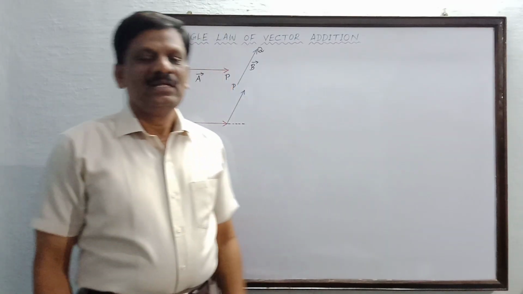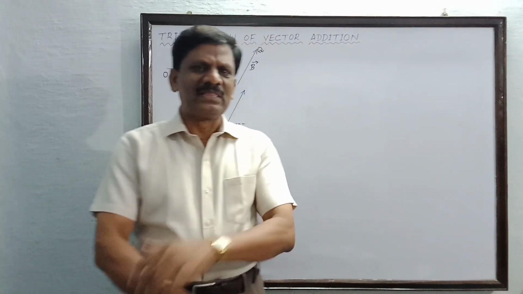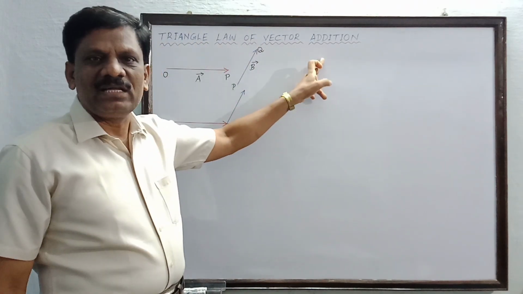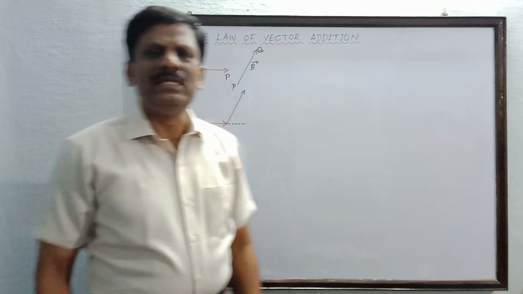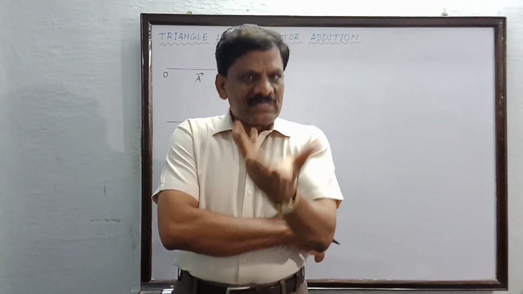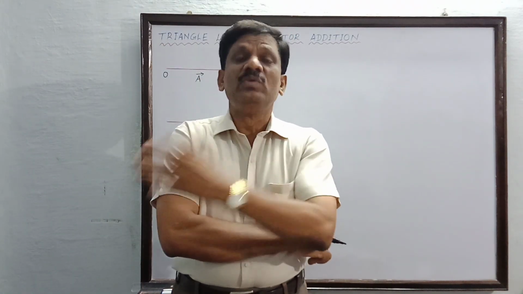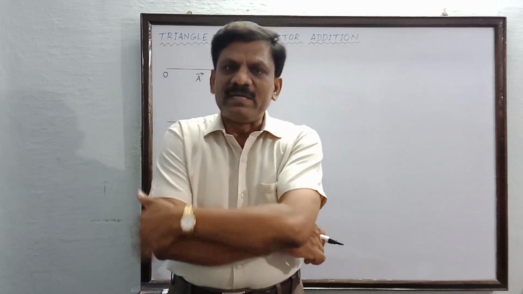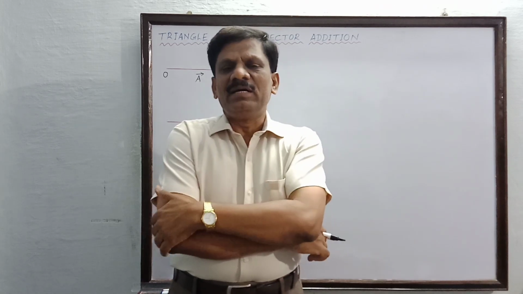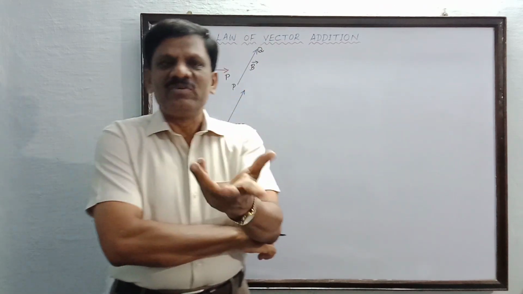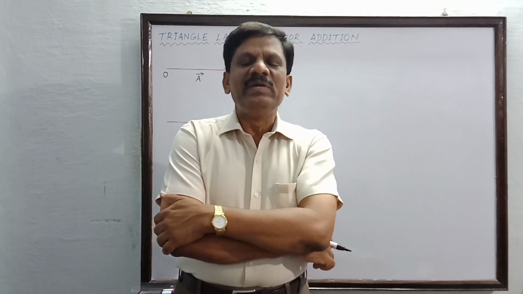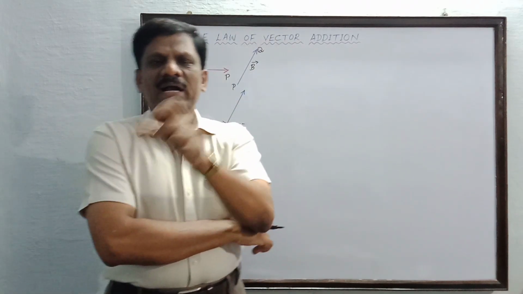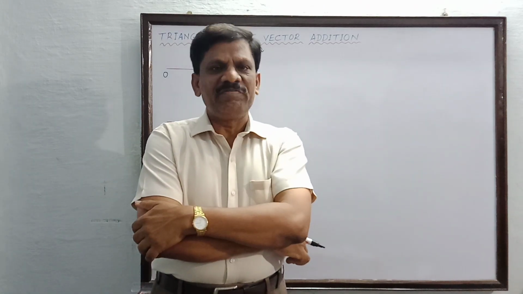Hi students, now we are going to discuss one of the methods of vector addition, that is called triangle law of vector addition. Normally in mathematics we have studied how to add two numbers like 3 and 7. If you add, it is equal to 10. Suppose you add two negative numbers, minus 3 and minus 7, it will be equal to minus 10. So this addition is called analytical or arithmetic addition of numbers.